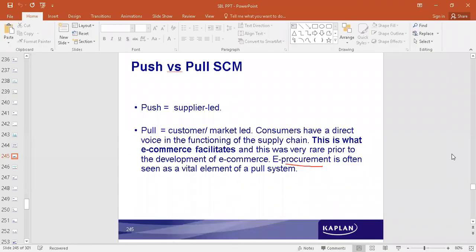Now the next concept, after the push and pull system, we understand what is e-procurement. See, e-procurement is often seen as a vital element of a pull system. So procuring through the electronic platform. The conventional system found that acquiring material from the supplier was a time-taking procedure because of reaching out to the supplier, asking them to submit their quotations, selecting them, placing an order.